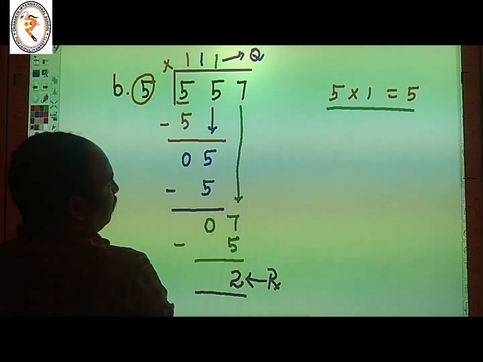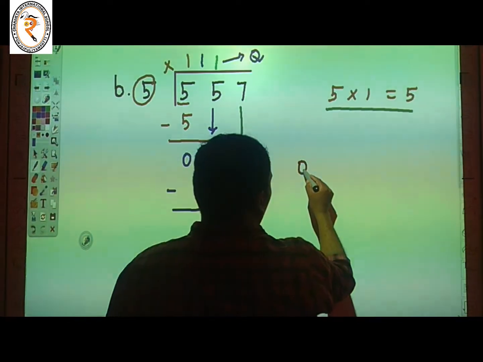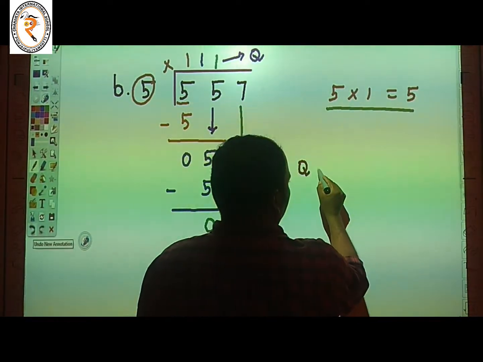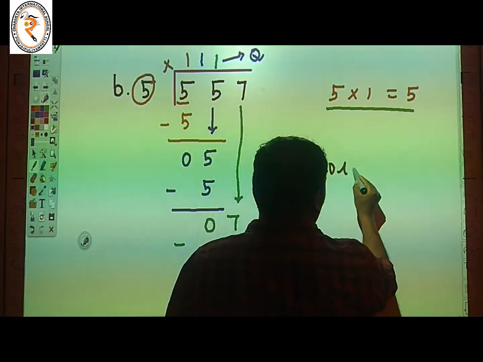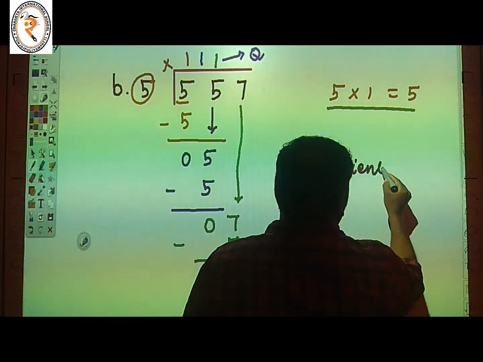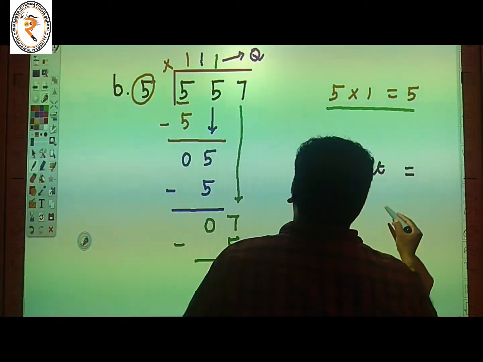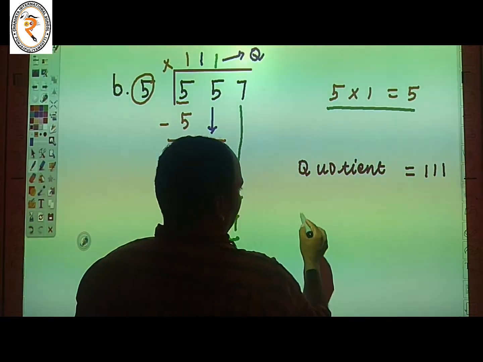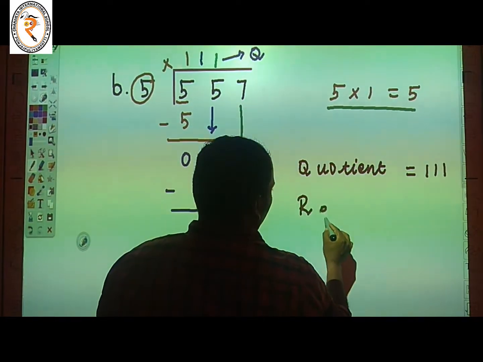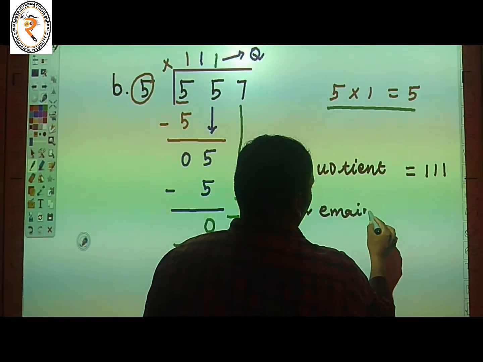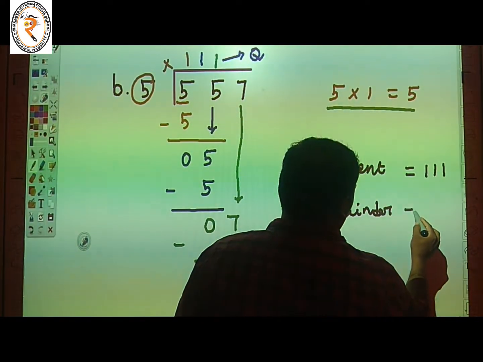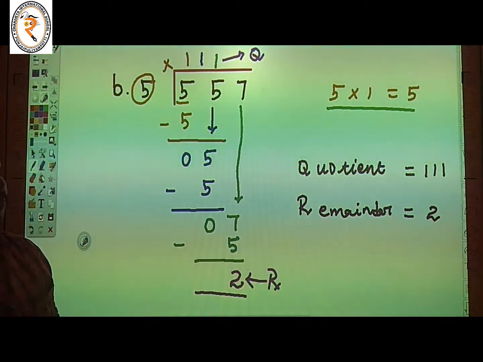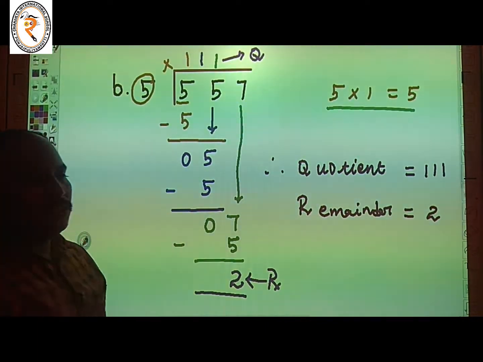So our solution is quotient is equal to 111 and then remainder is equal to 2.